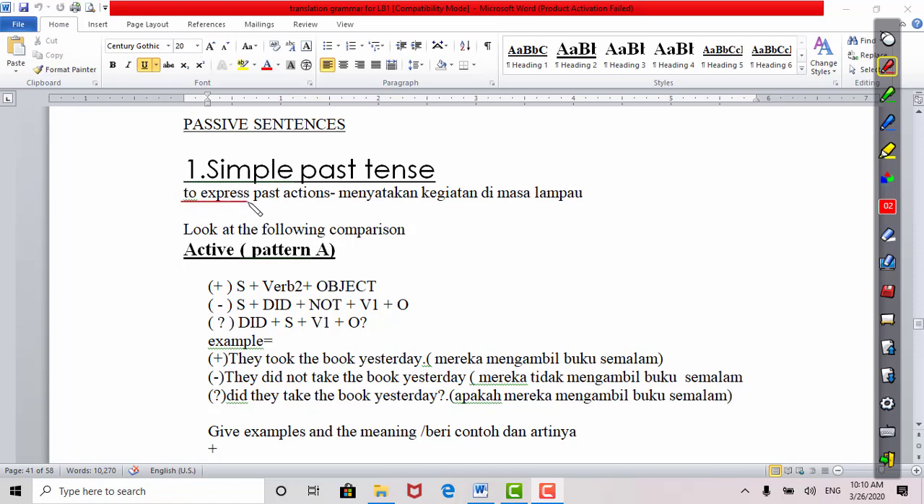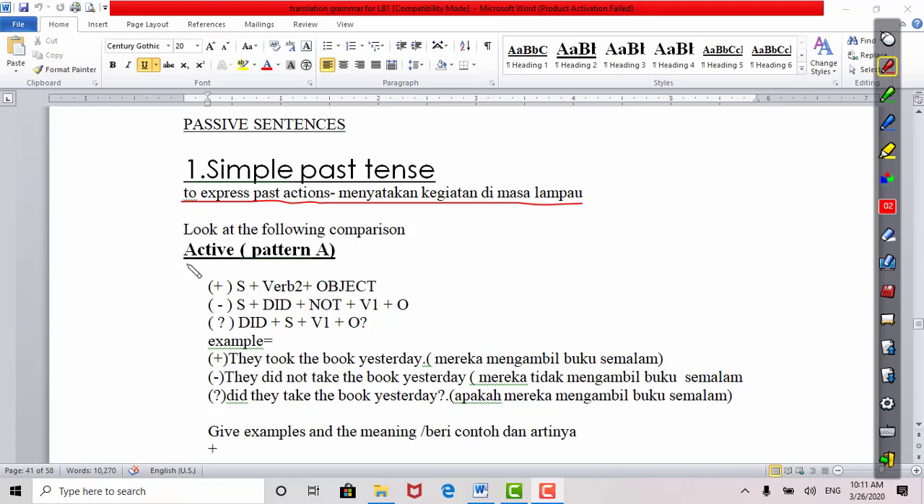or is used to express past actions, or in bahasa menyatakan kegiatan di masa lampau. So if you talk about past action, you should use simple past tense, because in bahasa menyatakan kegiatan di masa lampau. Alright, now we go to the pattern.